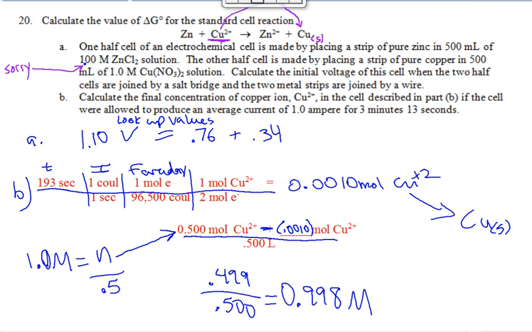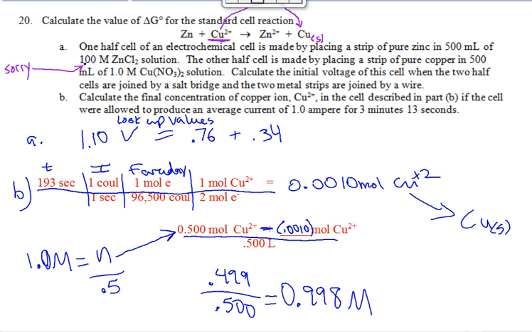Number 20. Calculate the delta G. Yeah, let's see if this thing's spontaneous or not. A half-cell electrochemical cell is made by placing a strip of zinc in zinc chloride. The other half, copper and copper nitrate. Calculate the initial voltage when the two cells are joined by a salt bridge. So we need to go find the values, because this is homework. I would give you a sheet of values for the test.